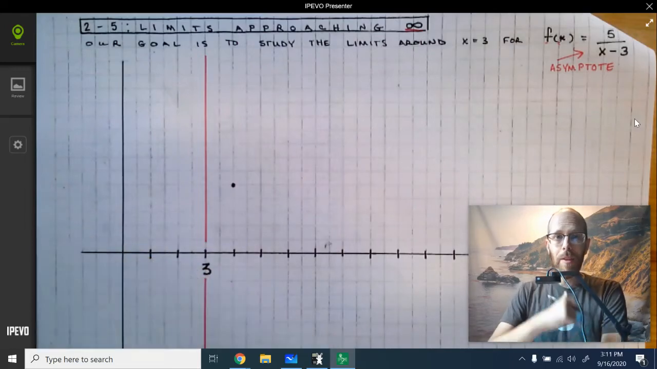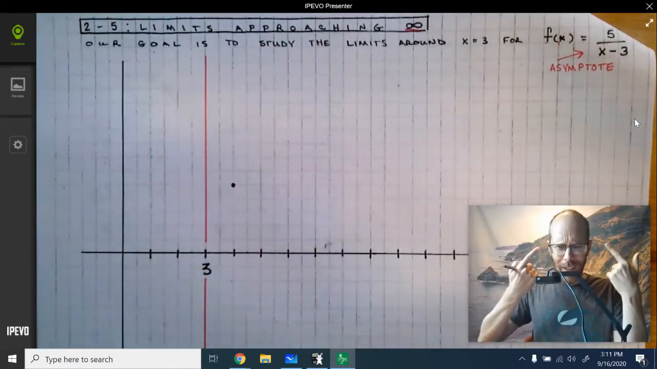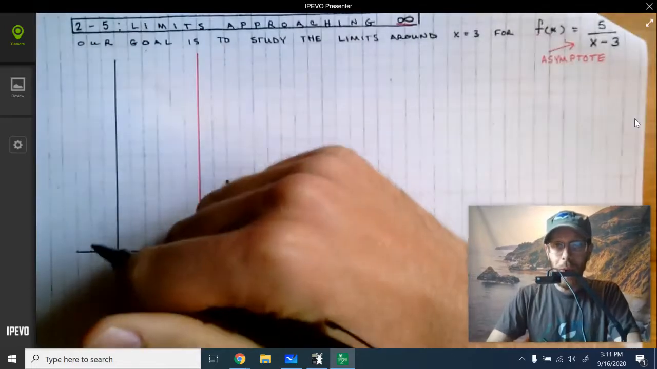Hey, calculus students, Mr. Klein coming at you without a hat, strangely enough. Just kidding, of course I have a hat.